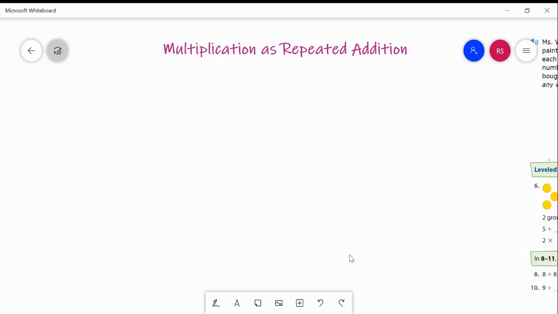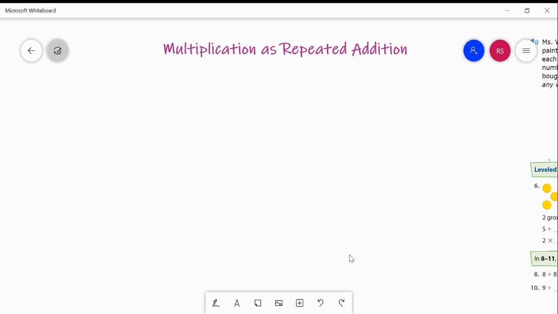How to connect addition and multiplication together. So you have learned in second grade, even in first grade, and again in third grade, about this thing we call repeated addition. And the word repeat just means to do something over and over again, right?